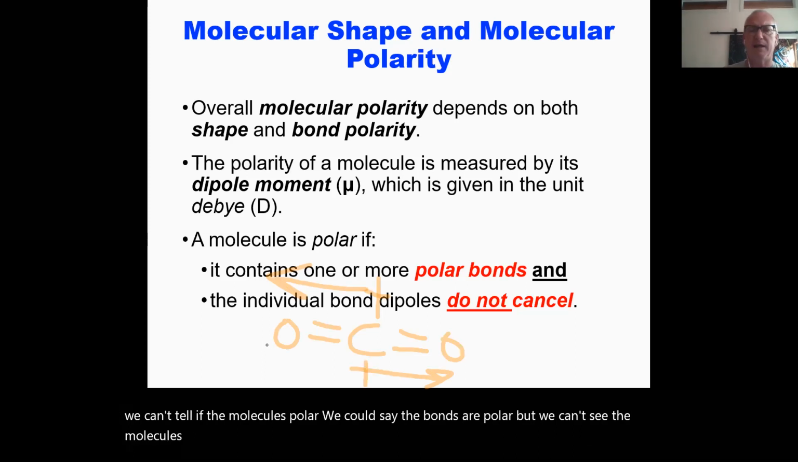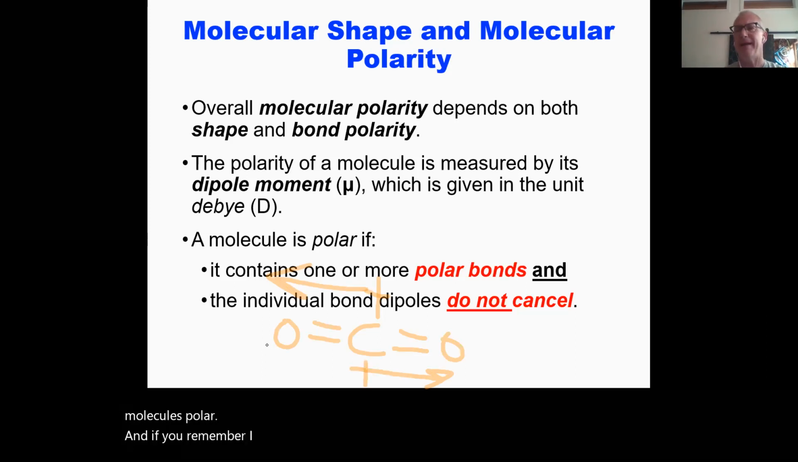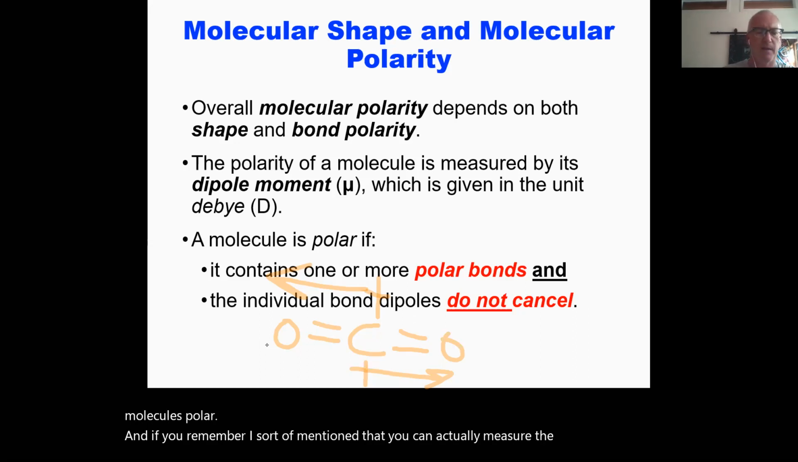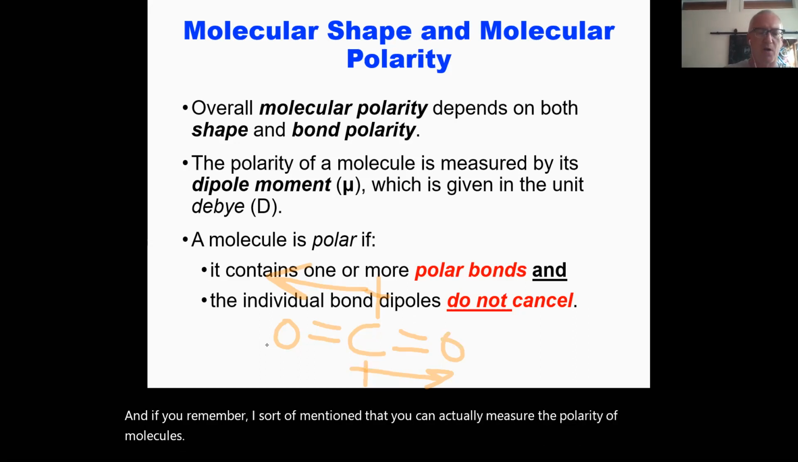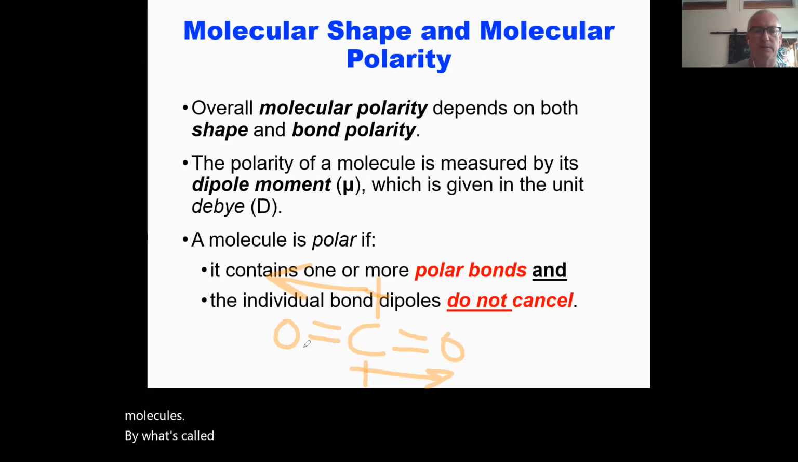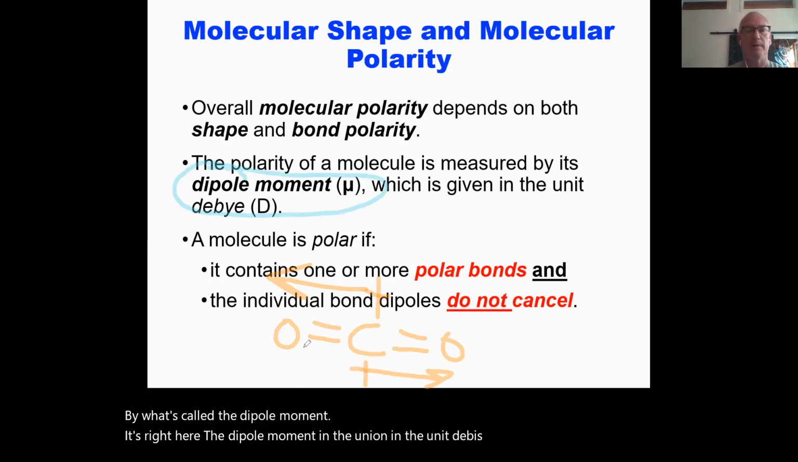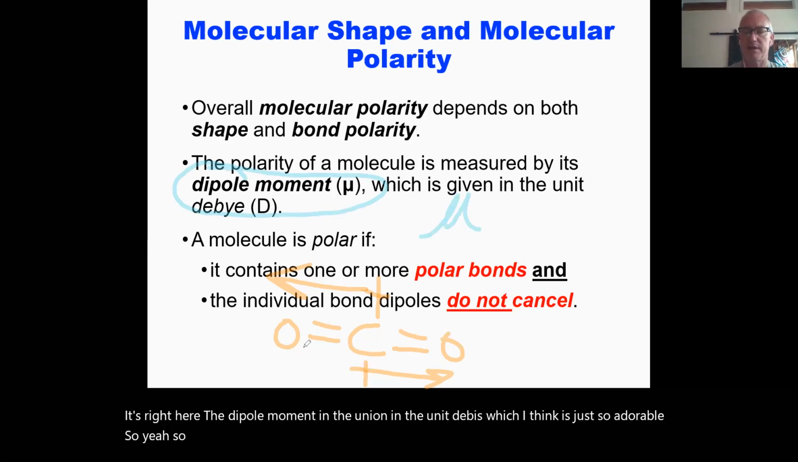And if you remember, I sort of mentioned that you can actually measure the polarity of molecules by what's called the dipole moment. It's right here, the dipole moment in the unit Debyes, which I think is just so adorable. So yeah, the dipole moment is given by mu, the Greek letter mu, and for actual units it's in Debyes, little Debyes.